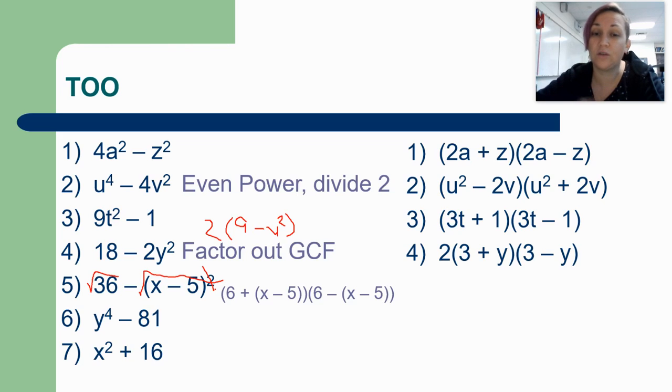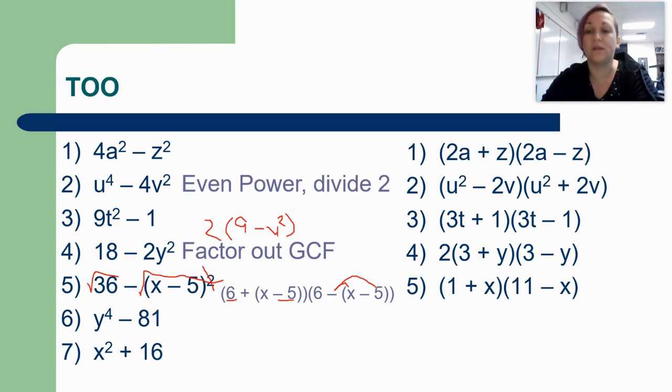And then you do want to do a little simplifying within each of the parentheses. So in the first parentheses, I can combine my 6 and my negative 5. In the second parentheses, I will need to distribute my negative sign before combining like terms. And so my final answer on number 5 is 1 plus x and 11 minus x. And that was after I combined like terms.